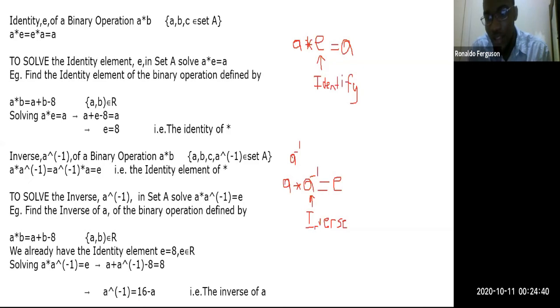All right. And that's pretty much it. So what we're going to be doing now is we're going to look at our worksheet, and we're going to solve 2 questions on binary operation. So that's going to be 2 practice questions, and that's it.